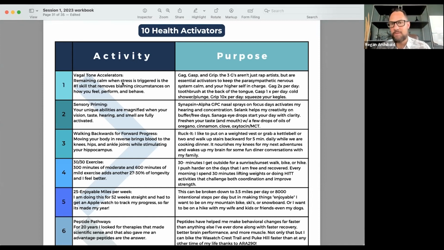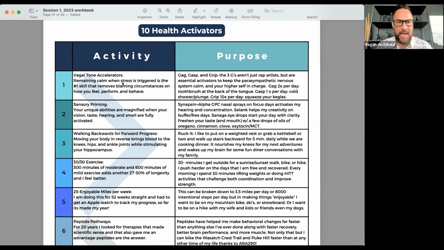But breathing alone is a way to activate vagal tone and create better heart rate variability. Exercise creates better heart rate variability, cold exposure. But the three things I'm going to recommend everybody is gag, gasp, and grip. The 3 Gs aren't just rap artists, but are essential activators to keep the parasympathetic nervous system calm and your higher self in charge. So gag.